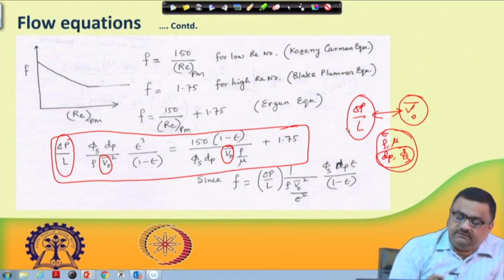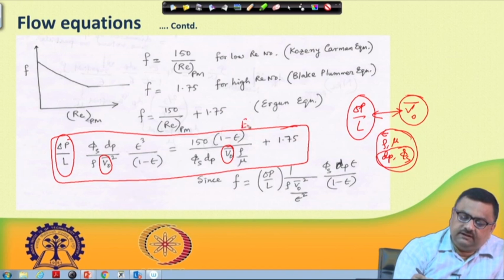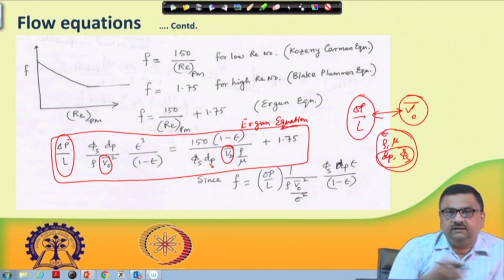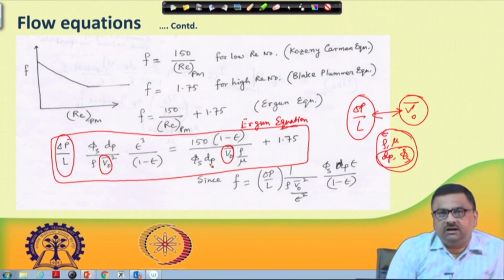So, this equation is the famous Ergun equation, and you can say this is an alternative to Darcy's law, because this is basically quadratic in V0 bar square and V0 bar. V0 bar is basically the superficial velocity in this case. So, this is how the Ergun equation is defined, and you can see how it is an alternative to Darcy's law.